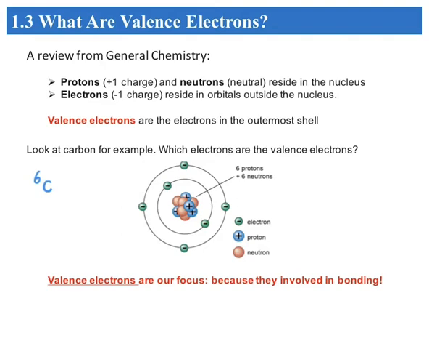In this course, what we care about the most is the number of valence electrons. And valence electrons are the electrons in the outermost shell. So for carbon specifically, in its outermost shell, it has 4 valence electrons. All right. So carbon has 4 electrons in its outermost shell, 4 valence electrons. And why do we care about valence electrons in this course? Because these are the electrons that are involved in bonding to make new molecules.